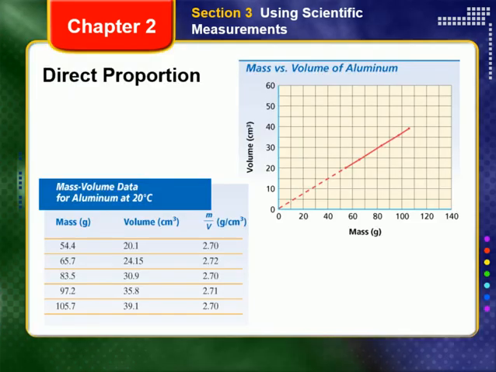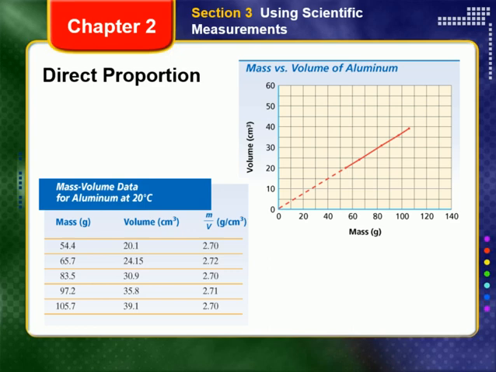The value of k is a constant called the proportionality constant. Written in this form, the equation expresses an important fact about direct proportion. The ratio between the variables remains constant. Note that using the mass and volume values in Table 2-7 now gives a mass-volume ratio that is constant, neglecting measurement error. The equation can be rearranged into the following form: y = kx.